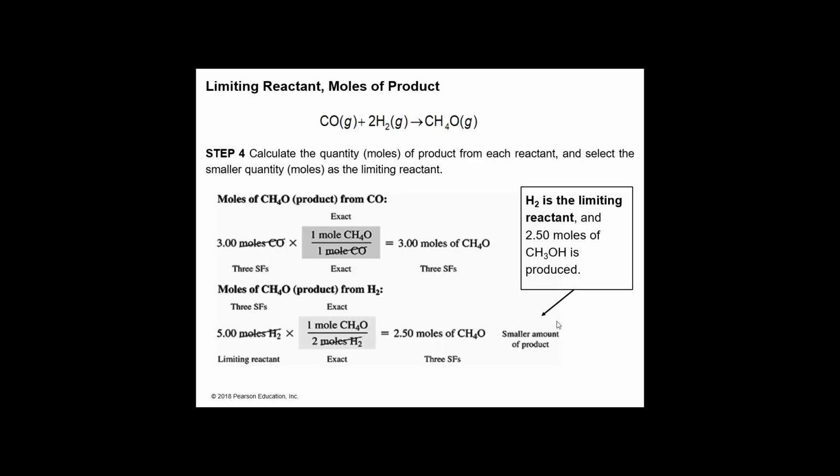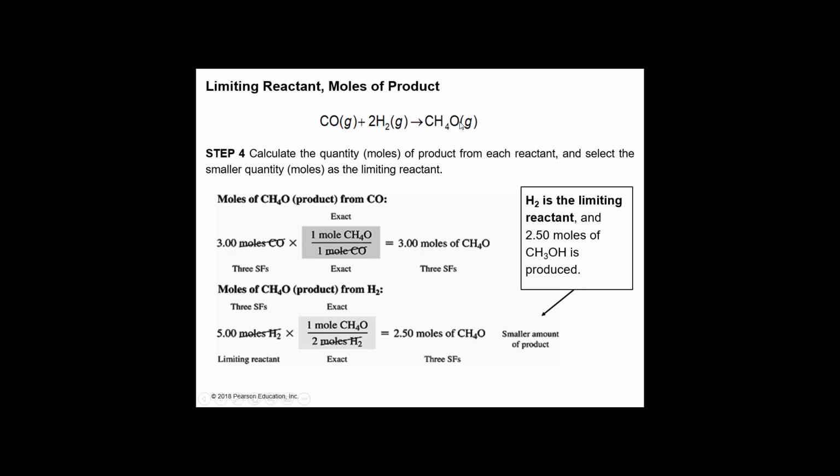Okay, so we set up the problem. You can see here that we start with 3 moles of CO, and on the bottom one, we start with 5 moles of hydrogen. And we go through, and it's even showing you the sig figs. From this point on, anytime you do calculations, sig figs are going to follow the rules. You're never going to be able to just ignore them.